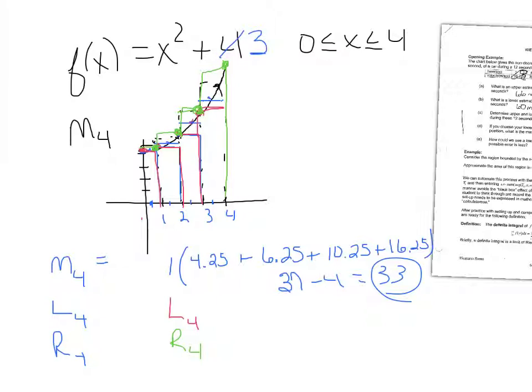All right, so what did you get for left? Tim, what'd you get for the left? 26. And for the right? 42. Okay. So if we wanted to refine it a little bit more, we could do more subintervals. And remember, if we do left at 8, and then right at 8, and then the midpoint at 8.